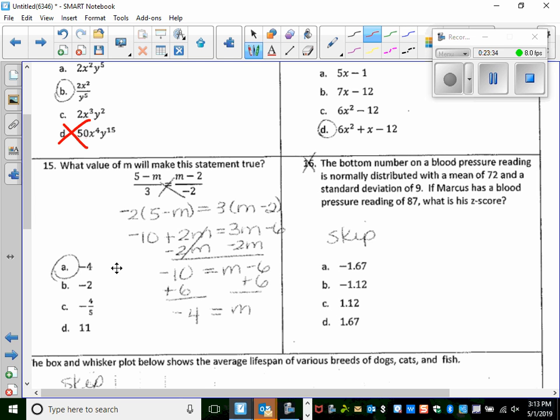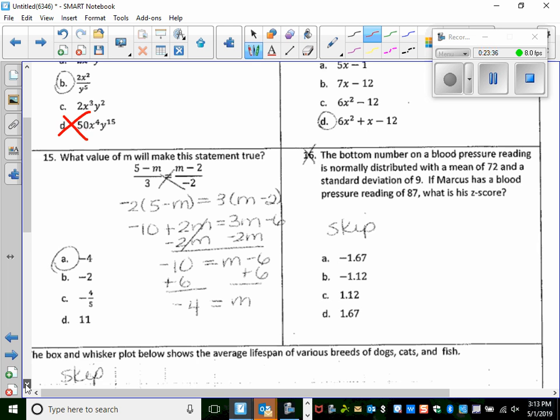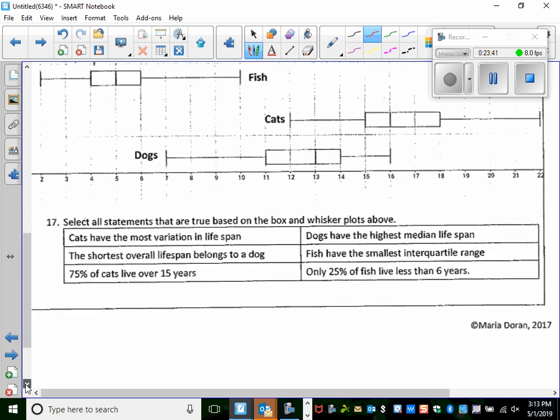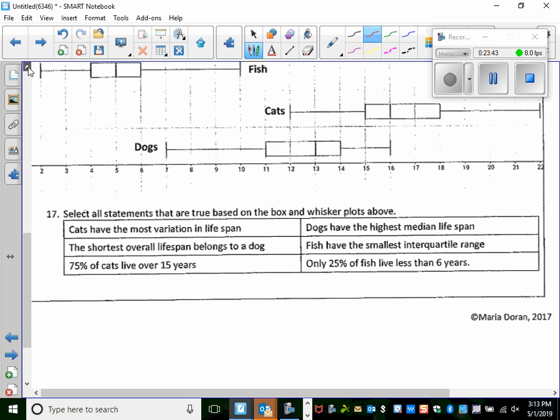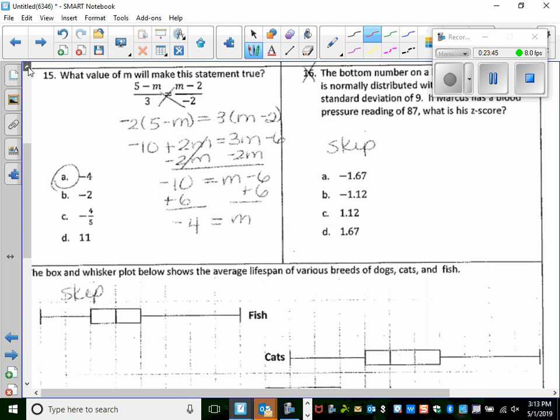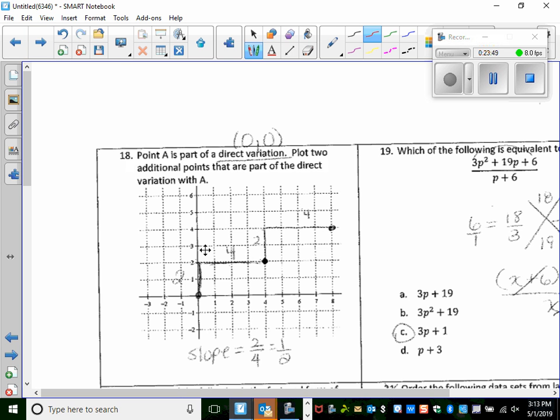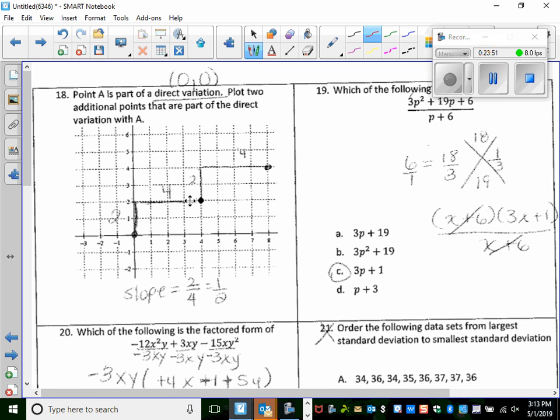Okay. On number 16. And we're going to also skip number 17 and we'll go to the next page. Okay. All right, this is a very good problem that you definitely need to know how to do.